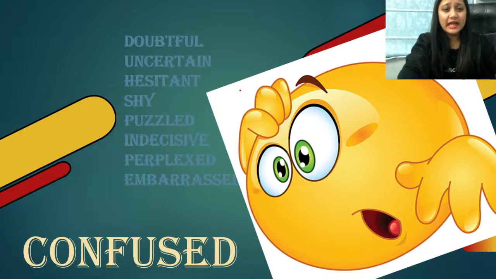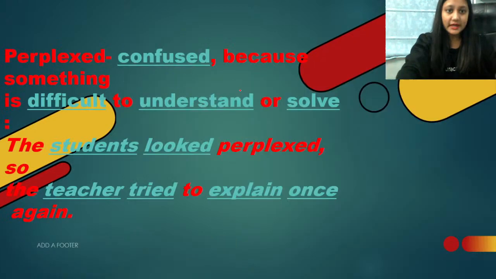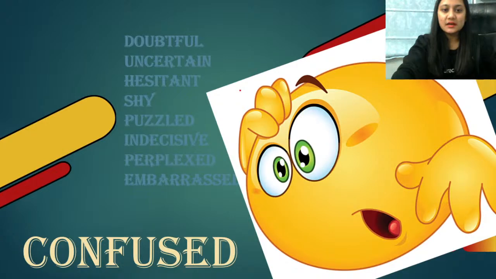I'm in doubt. I am uncertain with the answer, right? Perplexed means confused because something is difficult to understand or solve. So that is the meaning of the word perplexed. The students looked perplexed, so the teacher tried to explain once again. The students weren't clear with the topic, and that's how the teacher decided to explain the topic again. Again, we can use the term for the same situation here, which is uncertain: the students weren't very clear with the topic. They were uncertain whether they understood it or not. So that is why the teacher tried to explain it again.